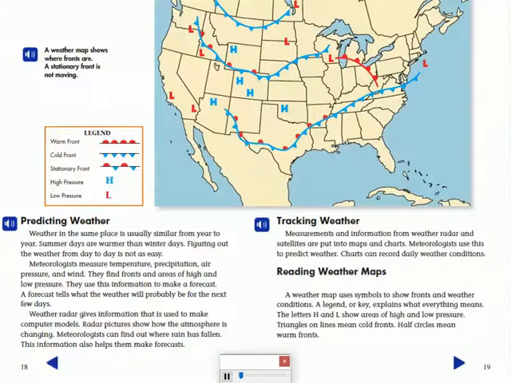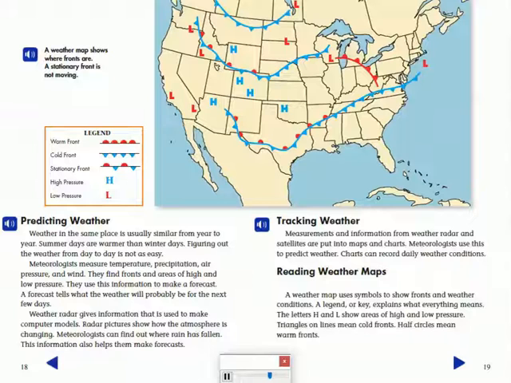Predicting weather. Weather in the same place is usually similar from year to year. Summer days are warmer than winter days. Figuring out the weather from day to day is not so easy. Meteorologists measure temperature, precipitation, air pressure, and wind. They find fronts and areas of high and low pressure. They use this information to make a forecast. A forecast tells what the weather will probably be for the next few days.